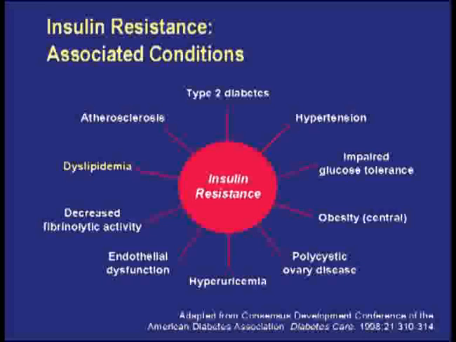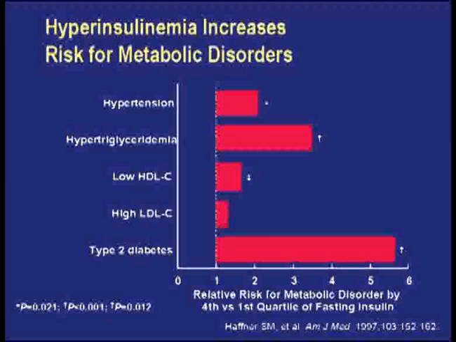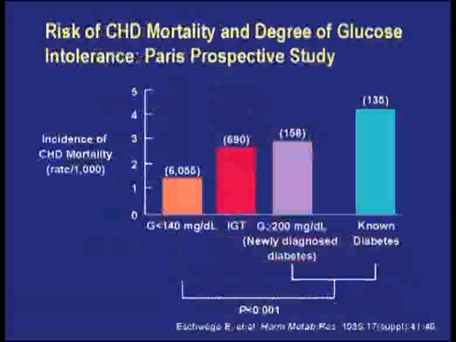There is impaired glucose tolerance, obesity, in women polycystic ovarian disease, hyperuricemia, endothelial dysfunction, decreased fibrinolytic activity, and atherosclerosis with dyslipidemia. All of this goes hand in hand with the development of insulin resistance in hypertensive patients. Hyperinsulinemia increases the risk of metabolic disorders, and this is proven, and this is much higher in diabetic patients. These are the consequences in diabetic patients.